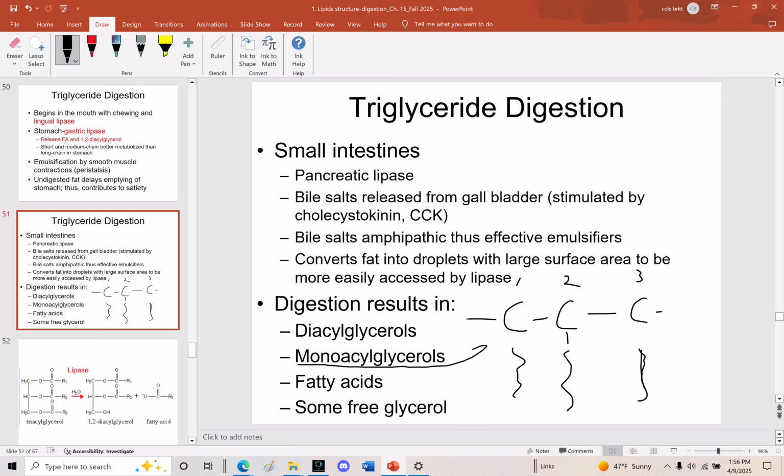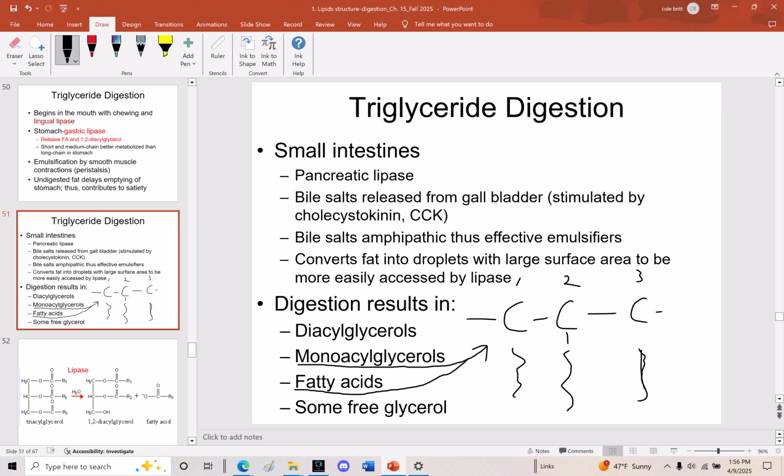The main result is going to be monoglycerols and fatty acids. You might have some free glycerols, but even this one is rare. So I might even change this so these two are the main components. These are the main things that your body is able to make. The reason you tend to not have free glycerol is because your lipases tend to not be able to get to that last fatty acid.